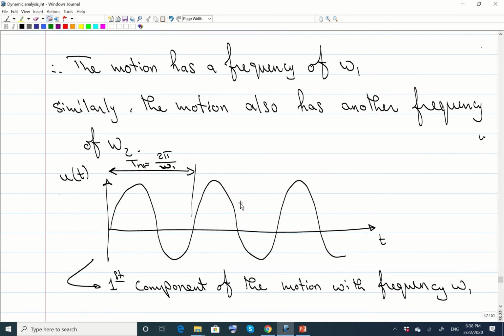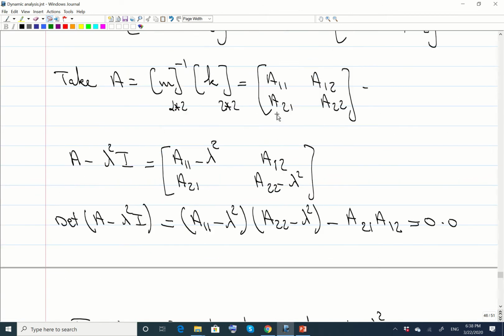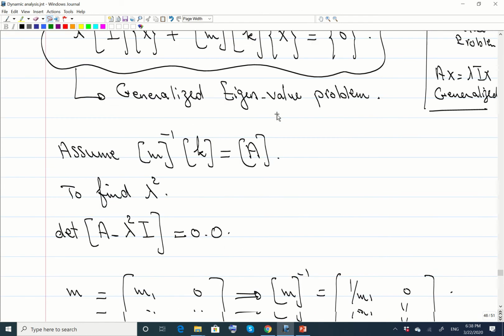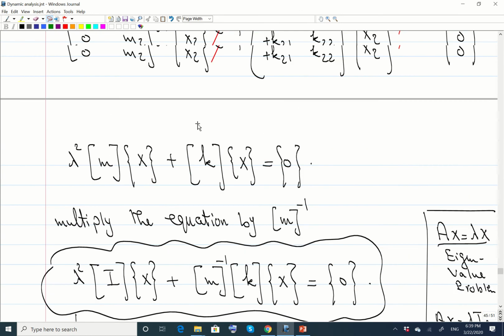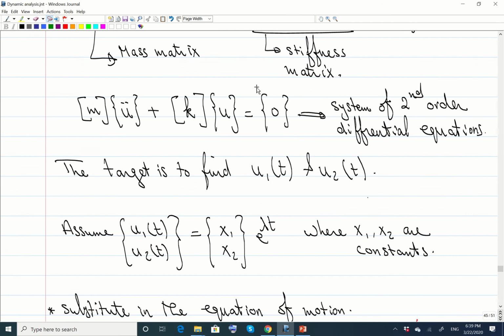So actually, what we did over here, when you had this equation of motion, m u double dot plus k u equals 0, you solve this to find the frequencies, okay? This is called modal analysis. So modal analysis is simply solving this equation to find the natural frequencies for the vibration of a given structure. If you have a 40-story building, there will be 40 natural frequencies.